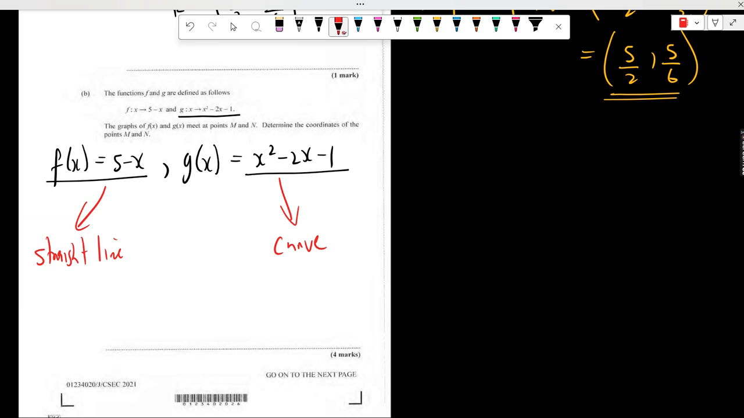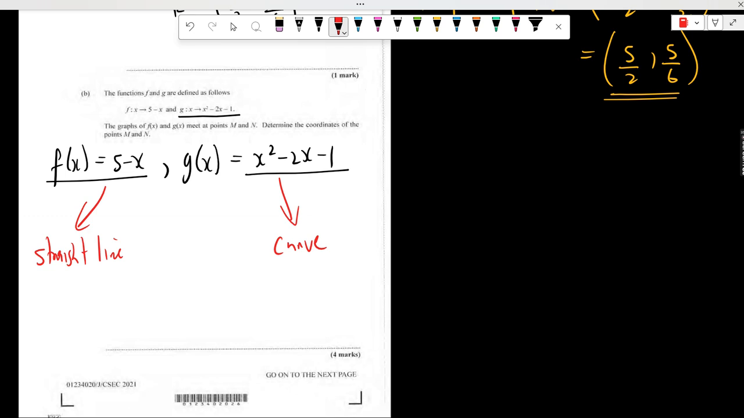So elimination? No, we can't eliminate anything when dealing with two curves, or a line and a curve. Elimination only applies to straight lines, typically. If we have two straight lines, we can eliminate one of the variables. But in any case, substitution is a method we typically use to solve simultaneous equations between a line and a curve.